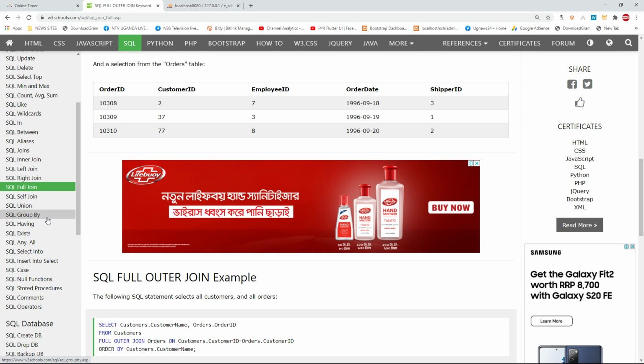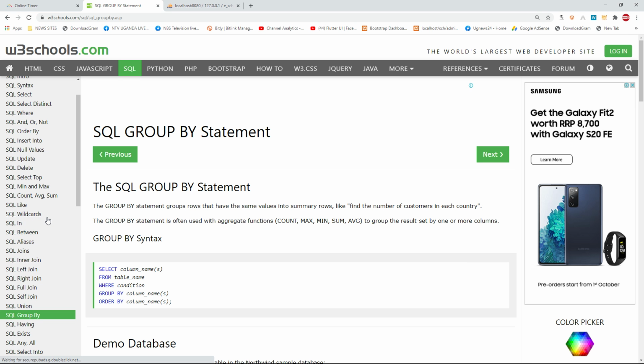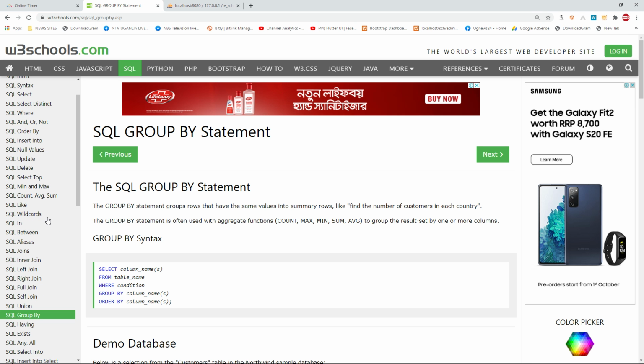Join, union, group by, we'll skip to group by. Okay, those joins I'll show you how we can navigate through them. So those were the joins. Now we proceed to group by.